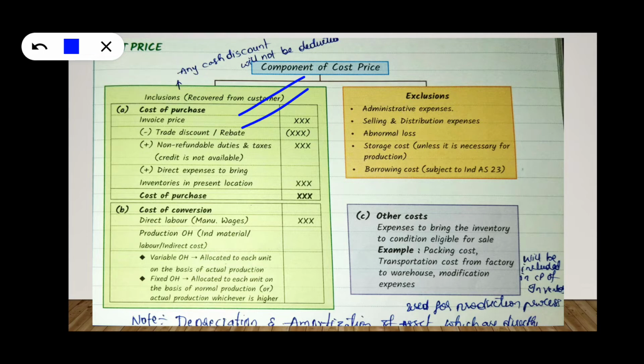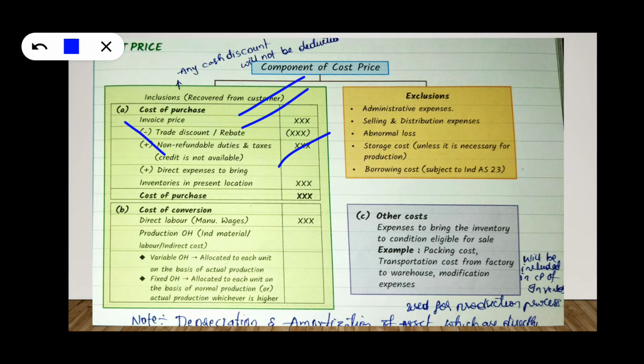Remember here only trade discount, not cash discount. All of us know the difference between trade discount and cash discount. Trade discount is given at the time of purchasing the goods, and cash discount is given while settling the amount to the creditor. So only trade discount is reduced, and non-refundable duties and taxes are added. For example, custom duty is non-refundable, so it is added. And GST, we can get a credit, sometimes we get a refund, so it is not added. And next, direct expenses to bring the inventory to its present location, like transportation cost, etc.